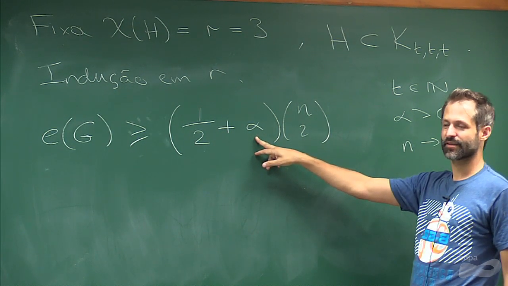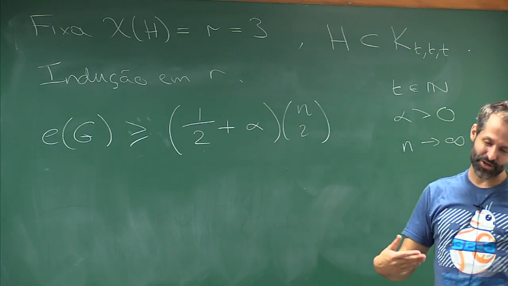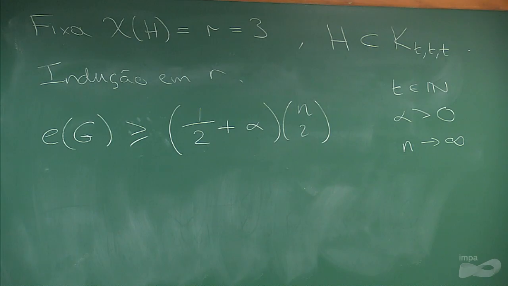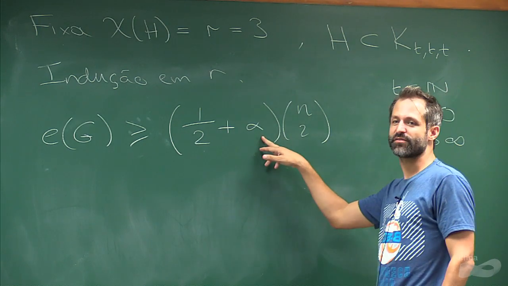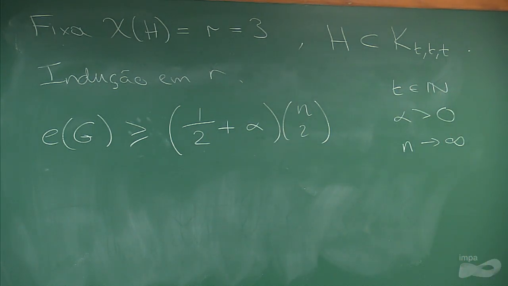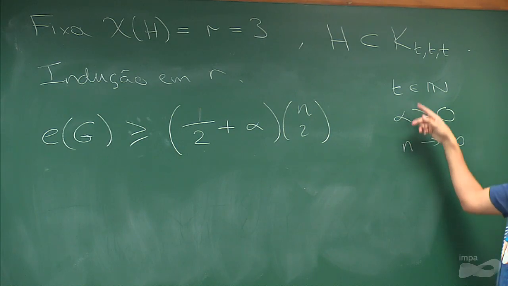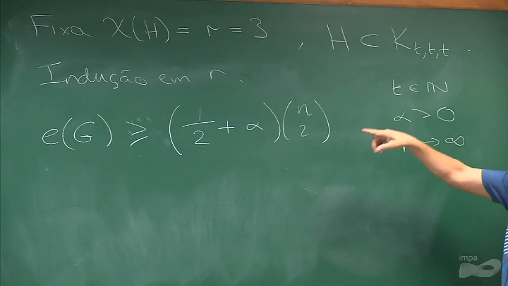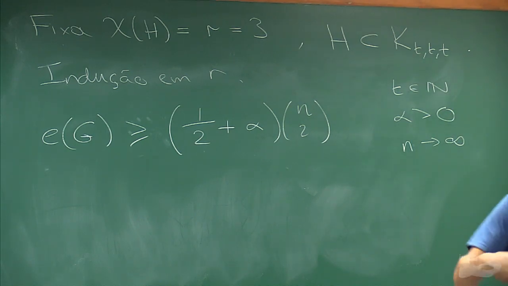Alpha depends on n. Alpha is going to 0 slowly with n, but if I can prove it for every alpha for n sufficiently large, then I can prove it for alpha going to 0. So it's enough to prove it for every fixed alpha. We'll even give an explicit bound on the n we need in terms of t and alpha, so you'll see exactly what we prove.